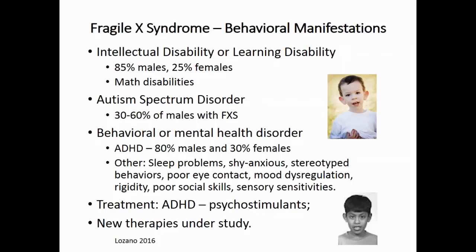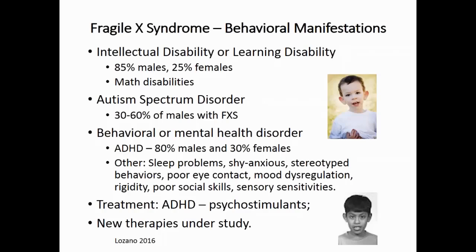About 30 to 60% of males with a full mutation meet criteria for autism spectrum disorder. However, the most prevalent mental health concern is ADHD, affecting about 80% of males and 30% of females. Many also have sleep problems, including insomnia and variable sleep maintenance and total sleep times. They are more likely to have stereotypical behavior, poor eye contact, even without autism, and sensory sensitivities.